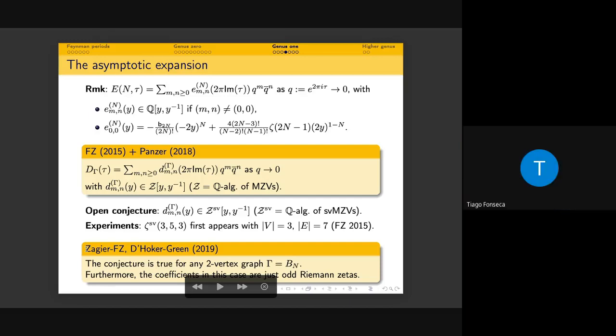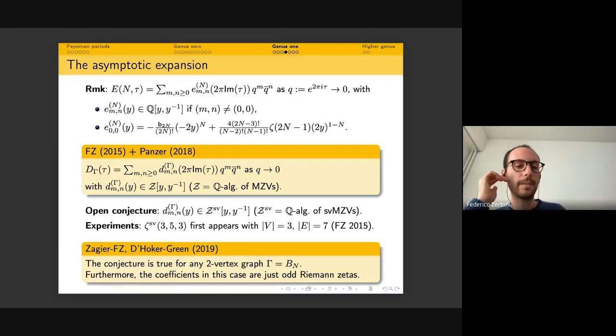Yes? Is there a condition or a hypothesis on the graph in this result? Okay, so the graphs don't have self-edges. So you never consider graphs which have an edge from a vertex to itself. I'm sorry, that's not correct. No, I think that's the only condition, that you don't have self-edges. And you can have multiple edges between the vertices.